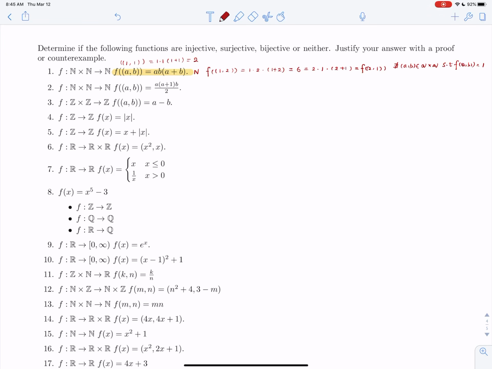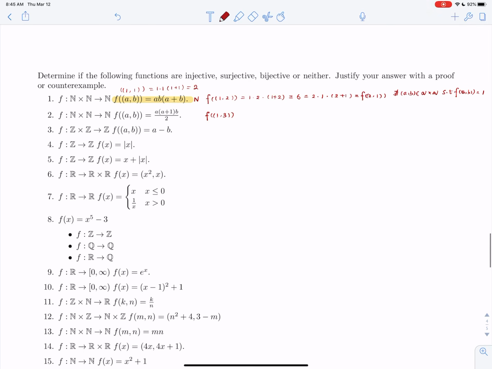Alright? The next one, I got so many emails asking me for this one. You'll see that this function is not injective. I'll give you a counterexample. Let's say f of (1, 3). If we have (1, 3), then 1 times 1 plus 1 times 3 is going to give me 6. How else can I make it 6? Okay, I see. f of (1, 3) equals f of (2, 1), because 2 times 3 times 1 is 6 as well.